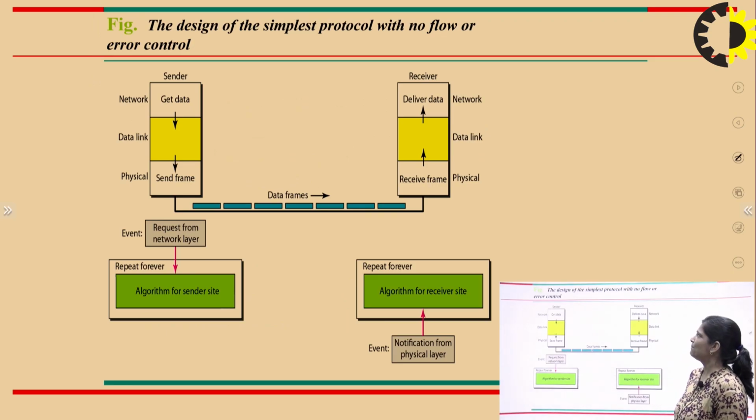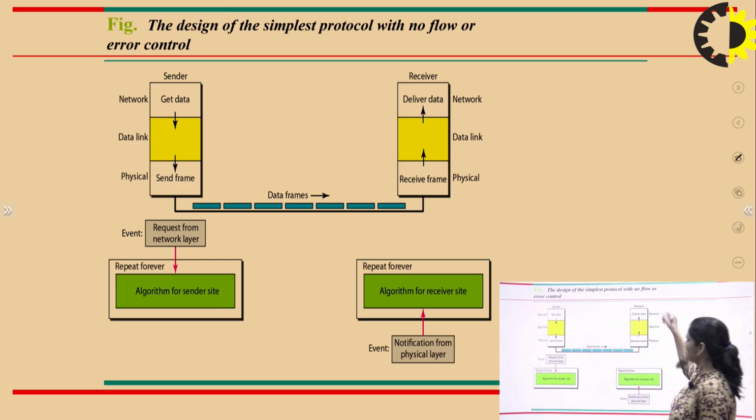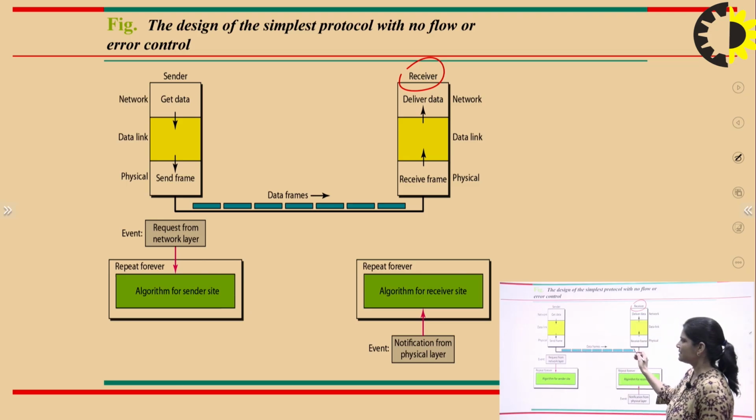First is the simplest protocol, with no flow and error control. This is the sender, where there are the physical layer, data link layer and network layer, and this is the receiver side, where these layers are also present. Now we have to send data from sender to receiver. Multiple data frames are sent in a sequence from sender to receiver. This is the simplest protocol in the noiseless category.